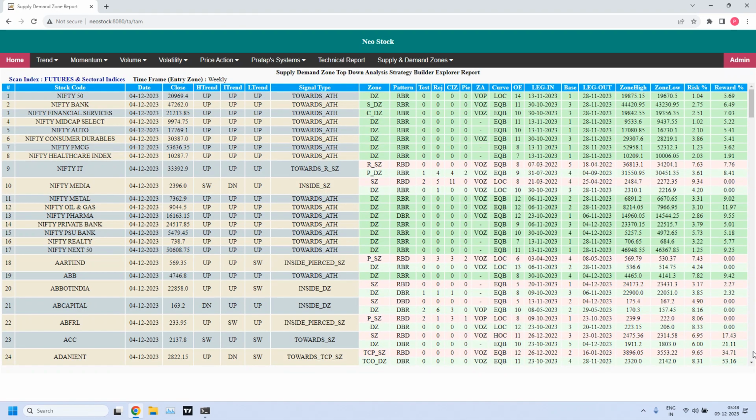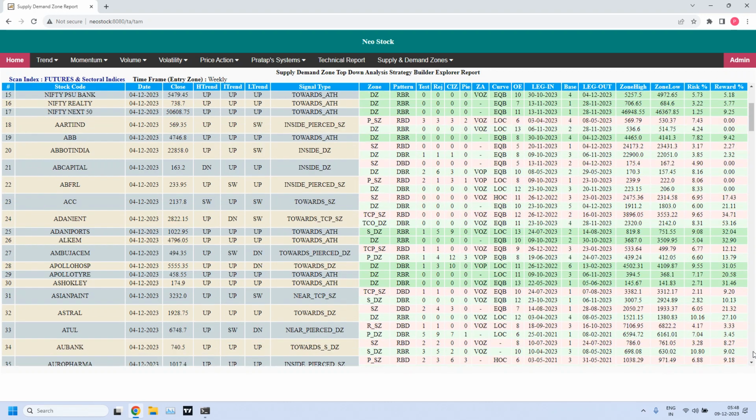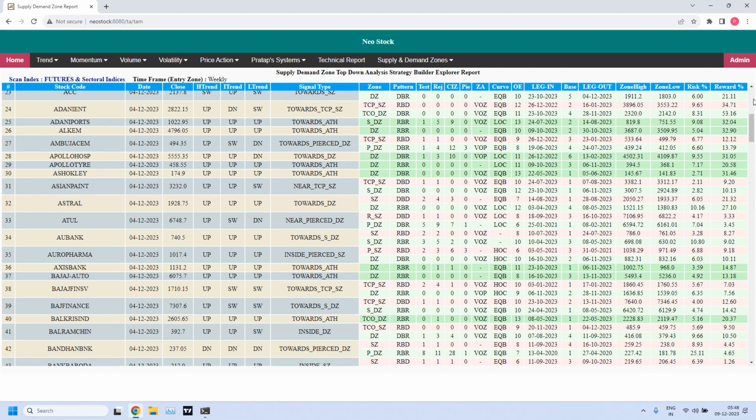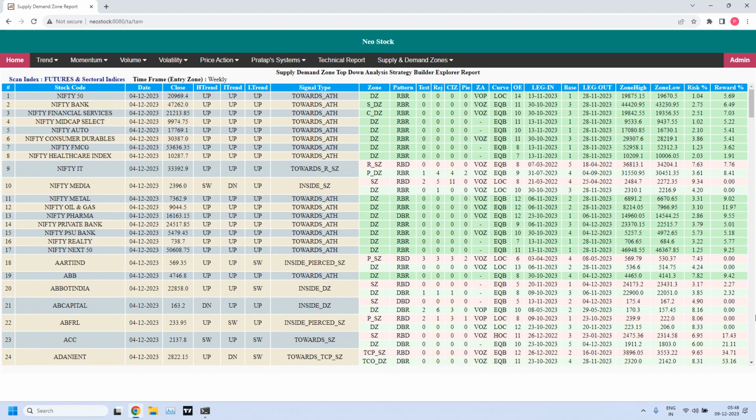I will keep on scrolling this list down. Whichever the stock you want to refer, please pause the video and then you can study the parameters. And sorry, before that, the first 17 stocks in this list are indices and the remaining are all equity stocks listed in F&O segment. Please remember the data is not F&O data, the data is equities data only, the price data, but only the stocks are listed in F&O segment.